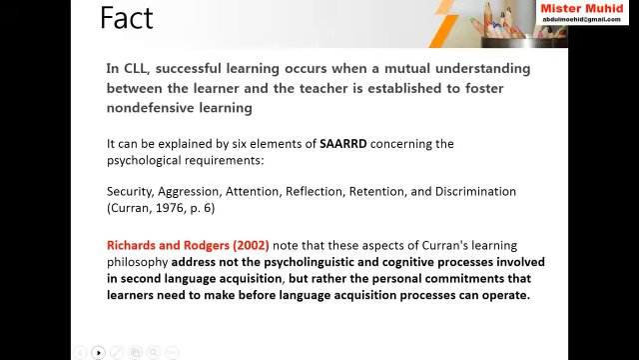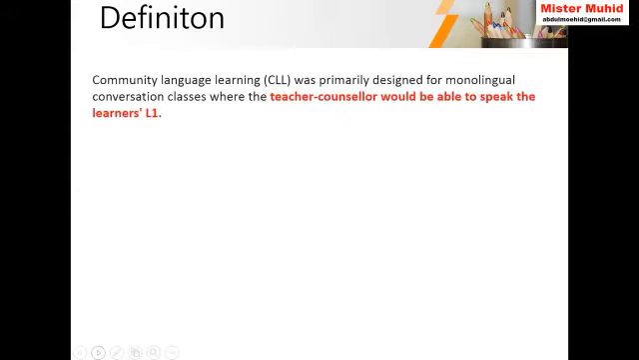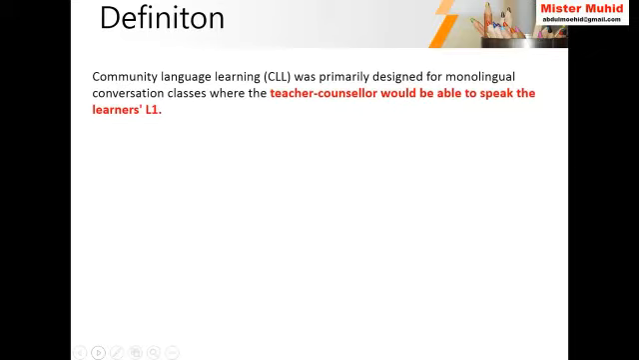So, according to Richards, someone who wants to learn language needs a process of acquisition. What is acquisition? It's something you get when you study English, when you study a language, the natural system of getting word by word. So what is actually the definition of CLL? CLL is primarily designed for monolingual conversation classes where the teacher counselor would be able to speak the learner's L1. L1 means the mother language.